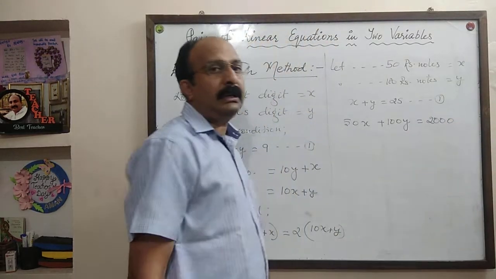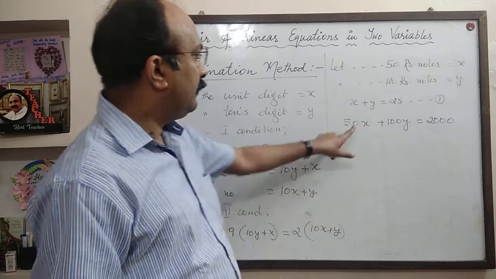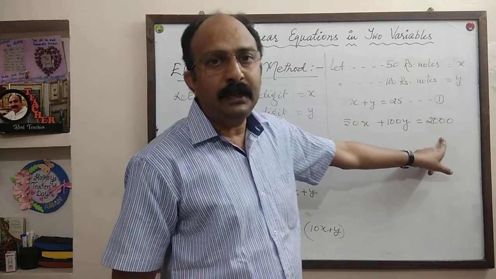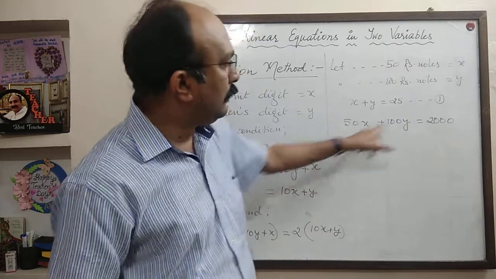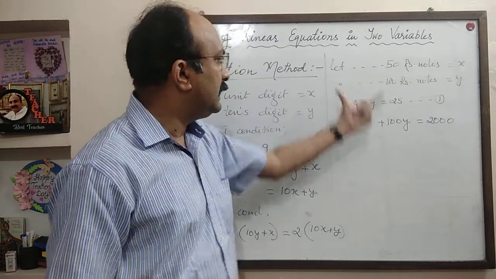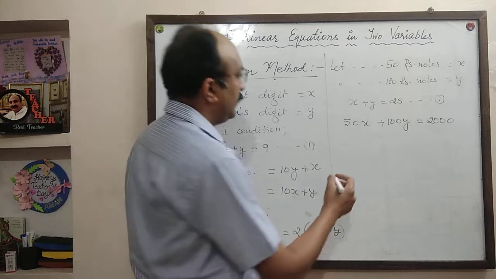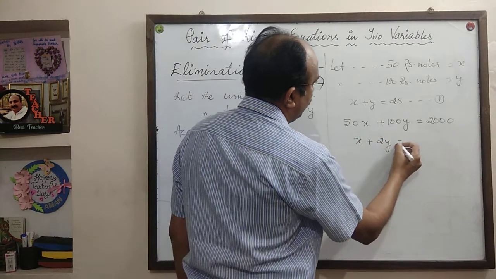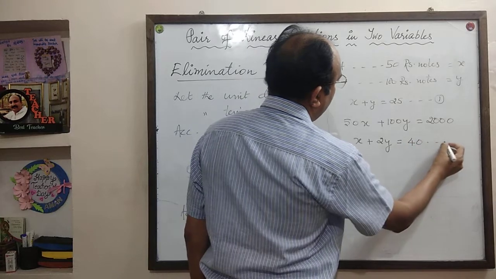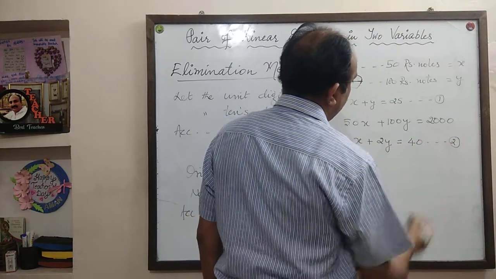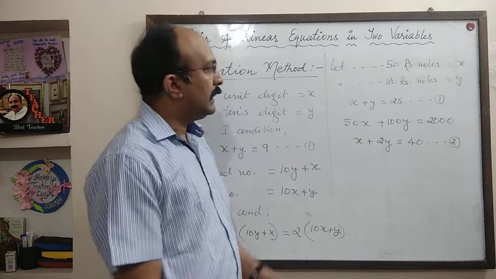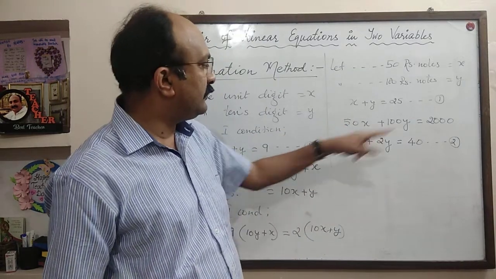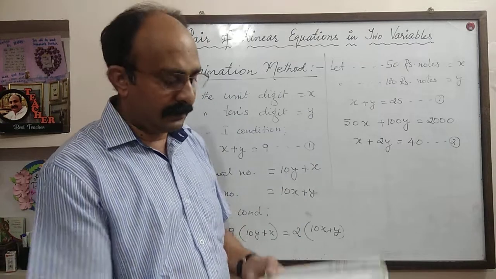This second equation can be simplified. 50, 100, 2000, everywhere 50 is common. So by taking 50 common and cancelling from both sides, this equation can be simplified. It will become x plus 2y is equal to 40. Equation number 2. Now you can solve both the equations very easily. x and x will get cancelled while subtracting.